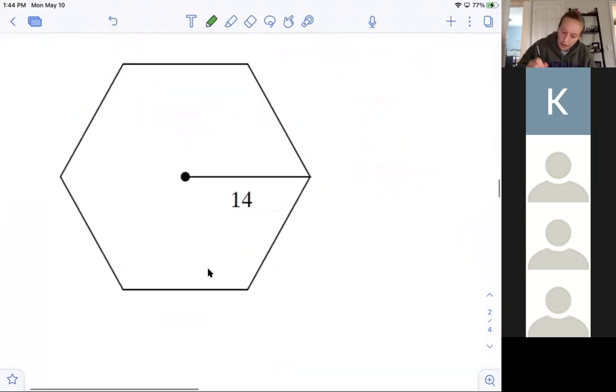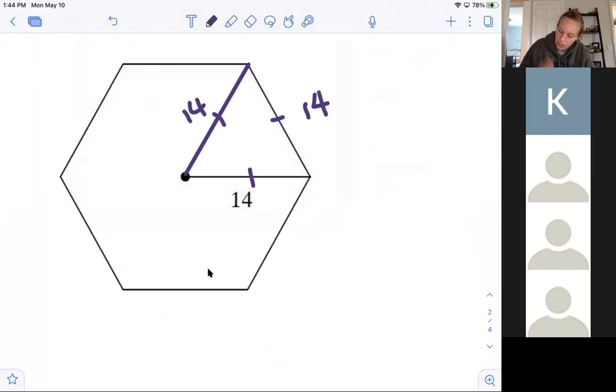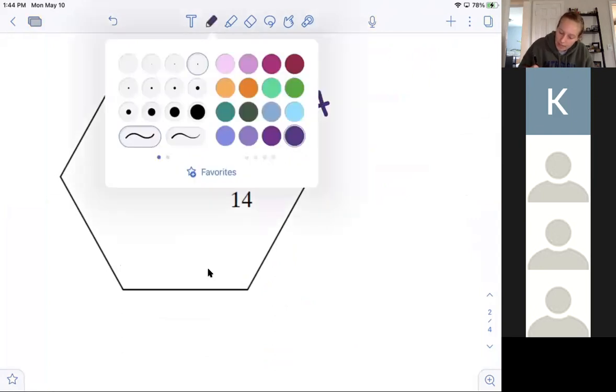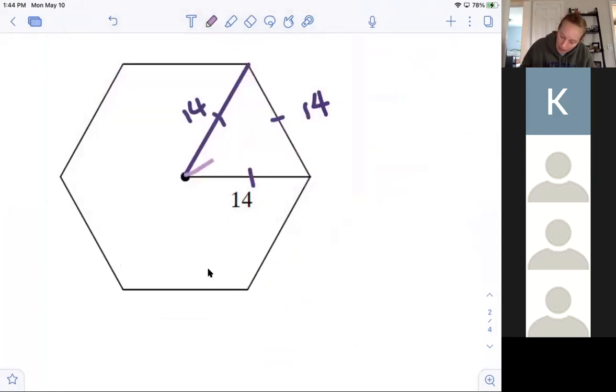So right here, I've got my side, and my little distance from the center to the vertex is 14. I'm going to make my triangle up here. I did it below last class and it got a little confusing because 14 is kind of far away from its line. It's a hexagon. So remember, it's equilateral. This and this are all equal. So this is also 14. This is also 14.